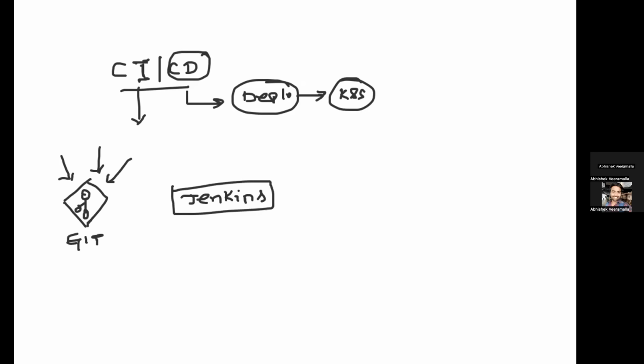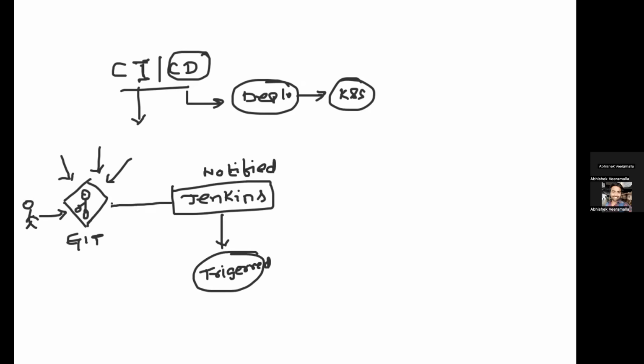So let's say there is a developer who has committed a change to this Git repository. Now, how does your Jenkins get notified? This is your interview question number one. There are multiple ways your Jenkins pipeline can be triggered, but the most efficient way is to use a webhook. Whenever you are using a webhook, instead of Jenkins watching your repository, your Git will send the notification to your Jenkins.